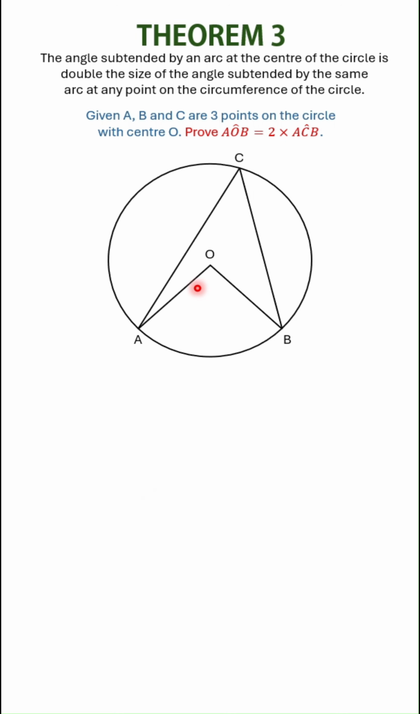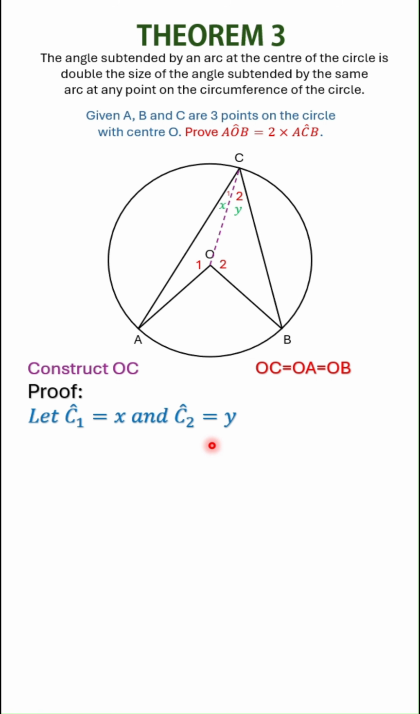To prove the angle at the center is twice the angle at the circumference, construct OC. So if the value of C1 is x, you would see that triangle OCA is an isosceles triangle because OC is equal to OA. So if that is the case, therefore the angle of A will be equal to x.